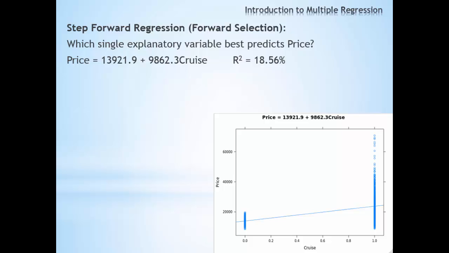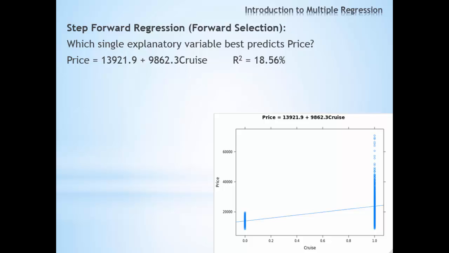Our first approach to answering this question is to use step-forward regression, sometimes called forward selection. In this process, we first ask the question, which single explanatory variable best predicts price? And so what we do is we create every single simple linear regression model using one explanatory variable and the response price. If we use the variable cruise to predict price, we have an r-squared of 18.56%, much better than the r-squared of 2% that came from mileage.